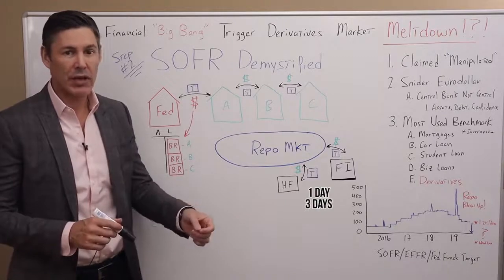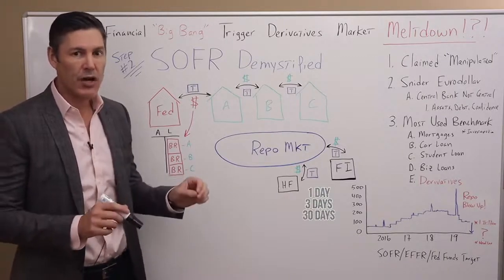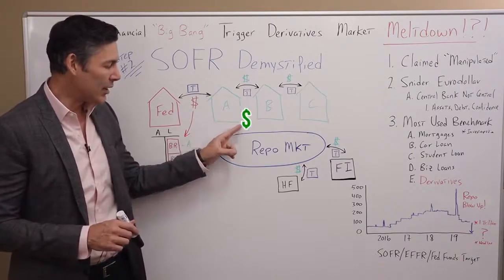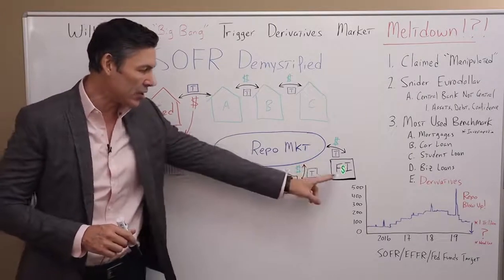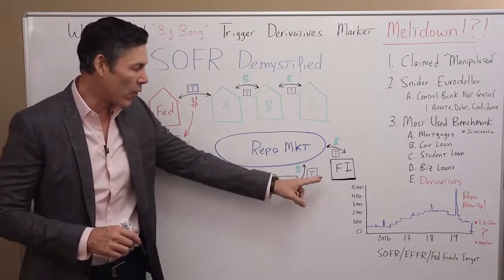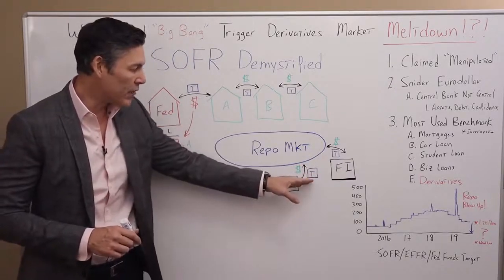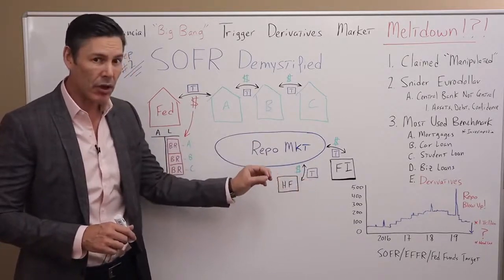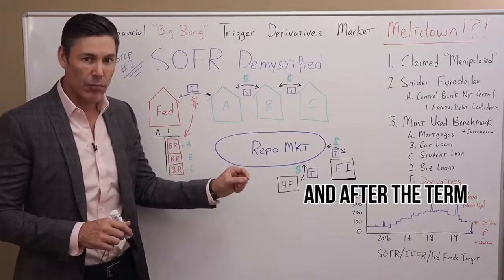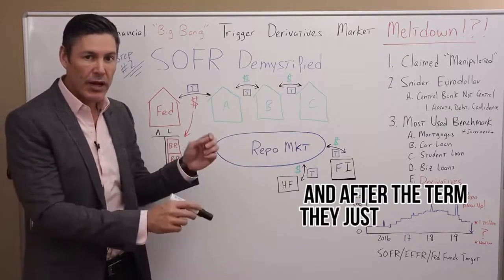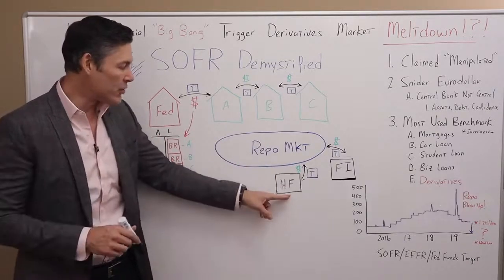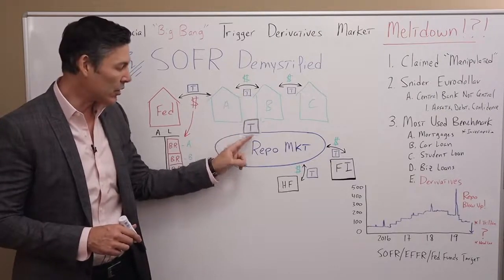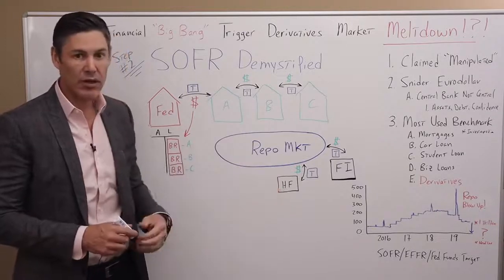Let's call it 1 day, 3 days, 30 days, what have you. It's a contract between the two entities where, in this case, the banks will go ahead and lend money to the hedge fund or the financial institution, and the hedge fund or financial institution will give them collateral, usually treasuries, to back up the loan. And then after the term, let's say 30 days, they just go ahead and swap back. So the hedge fund would give the bank their money back plus some interest, and the bank would give the treasuries back to the hedge fund.